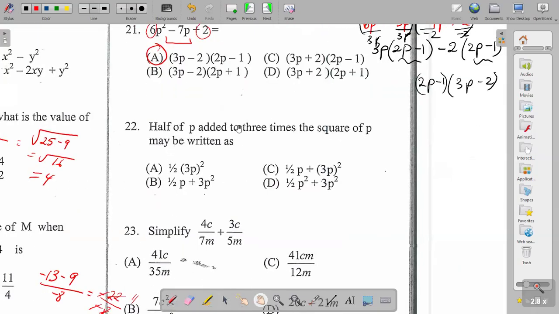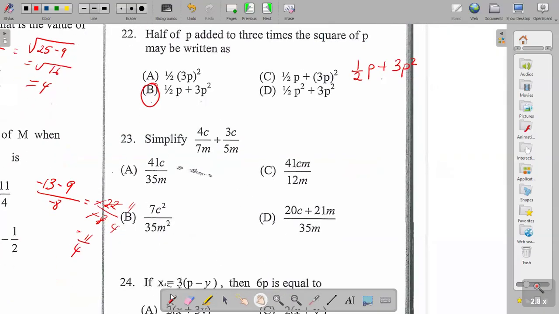Half of P, so let's write down half of P added to 3 times the square of P may be written as, so let's see which one of these match. Half of P, so the answer is B.